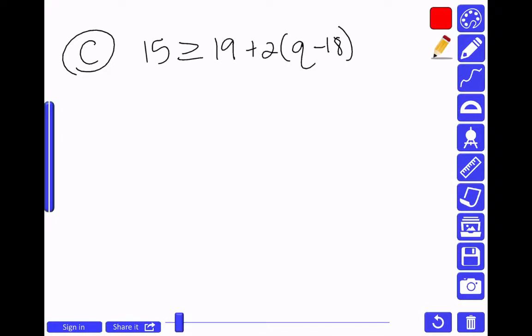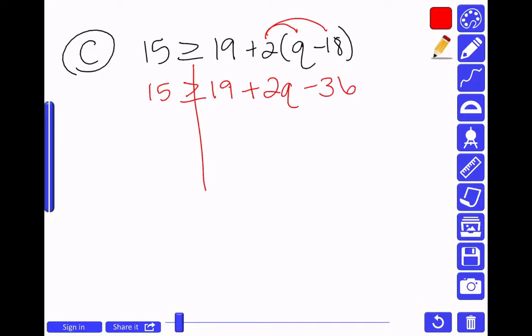Our next example is 15 is greater than or equal to 19 plus 2 times the quantity q minus 18. So the first thing I need to do is distribute this. So my 19 is going to stay here, my 15 as well, with my greater than or equal to symbol. I'm going to distribute: 2 times q is 2q, 2 times negative 18 is negative 36. Now I need to combine like terms. The 19 and the minus 36 can be combined. So 15 is greater than or equal to negative 17 plus 2q.